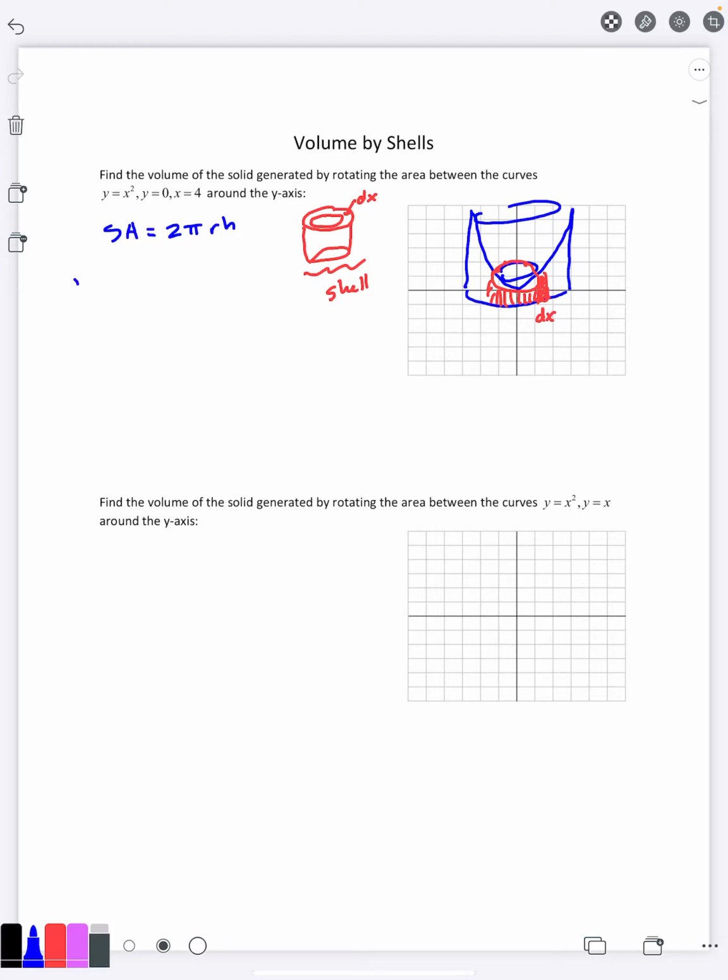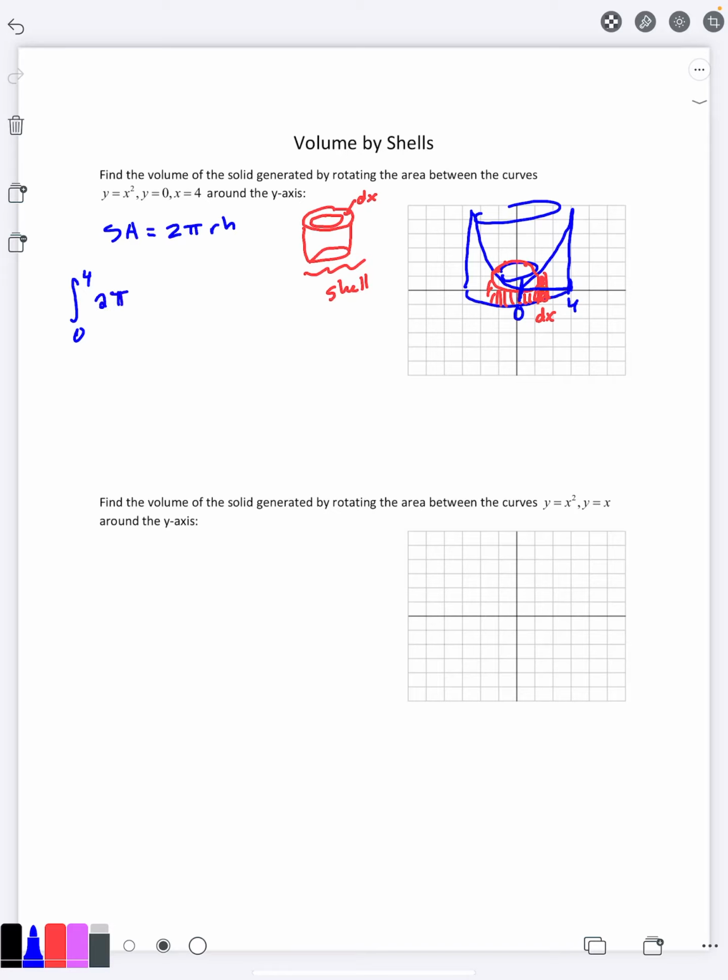So let's see how we're going to handle this. So we're going to have an integral here. My x starts at the beginning of the original shape, which was 0, going up to the last x in the original shape, 4. We're going to have our 2 pi here.